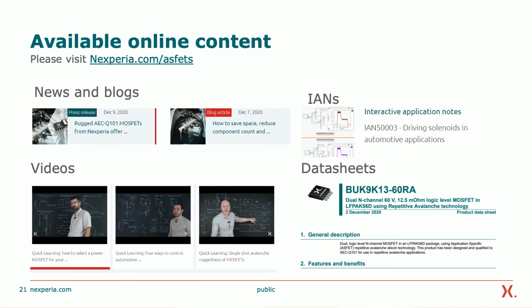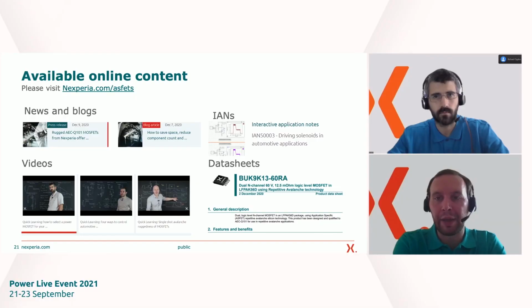As Nando has just mentioned, there will be interactive application notes. This is a specific interactive application note available on nexperia.com. That is IAN 5003, driving solenoids for automotive applications. There's various news and blog articles for you to peruse. And of course, we also have quick learning videos, where the first two videos you see here are a more detailed explanation of the main discussion points we've been through today around how to select your MOSFETs for automotive applications, 4 ways to control automotive solenoids, and then finally single-shot avalanche ruggedness of MOSFETs.